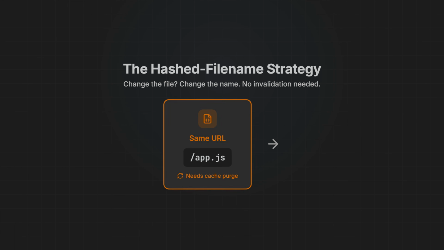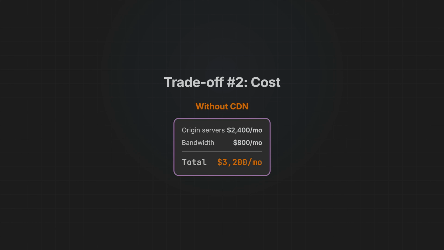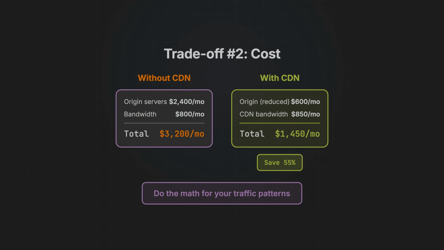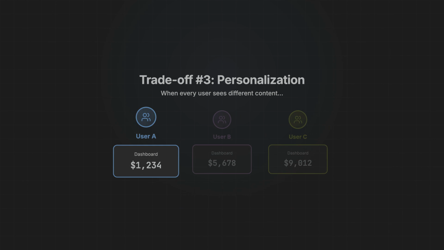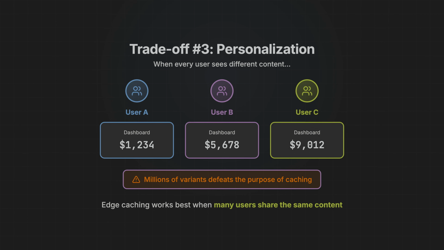This is exactly why the hashed file name strategy works so well. When the file changes, the file name changes. No invalidation needed. Trade-off 2, cost. CDN pricing scales with bandwidth. High-traffic sites often save money overall by reducing origin infrastructure, but you're trading one line item for another. Do the math for your traffic patterns. Trade-off 3, personalization. If every user sees completely different content, you'd be caching millions of variants, which defeats the purpose. Edge caching works best when many users share the same content.